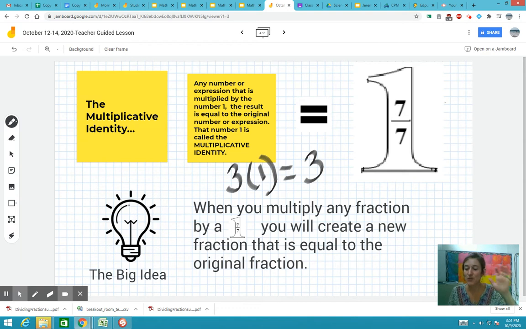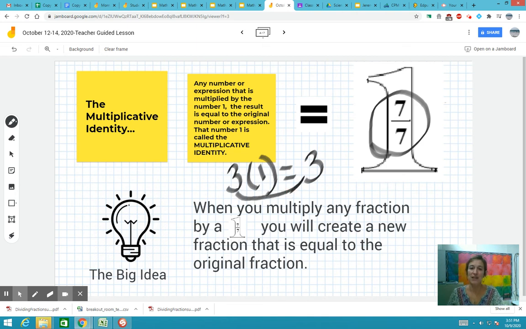The way it changes with fractions is, just like I was talking about yesterday, you have a pie and you've sliced it into 7 pieces and you haven't taken any of that pie out. You still have one whole pie, even though it's in 7 pieces. So it's 1. That is how it's different when we use fractions. So that's where the big idea comes into play. When you multiply any fraction by the giant 1, you will create a new fraction that is equal to the original fraction, just like I did here.